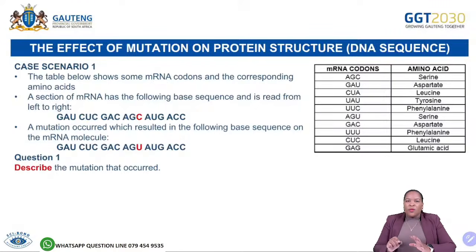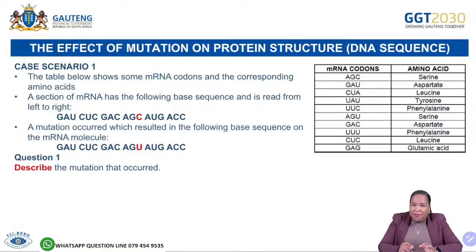Another thing is you need to study mutation. Remember, we spoke about mutation during the year. You learned about mutation. But there's a question that always comes when it speaks about mutation happening in DNA or in mRNA or in whatever. So let us take a look at this example just to bring you closer to that. Now, there's a scenario that we have here. This scenario says that the table below shows some mRNA codons and the corresponding amino acid. These are the mRNA codons and their corresponding amino acid.